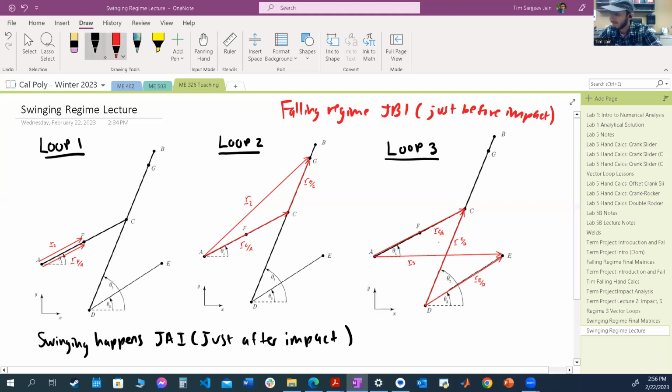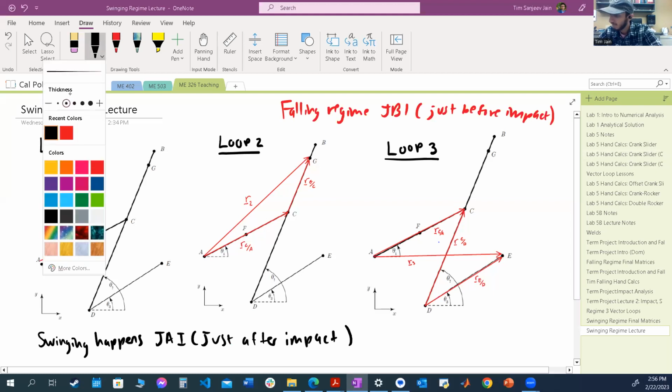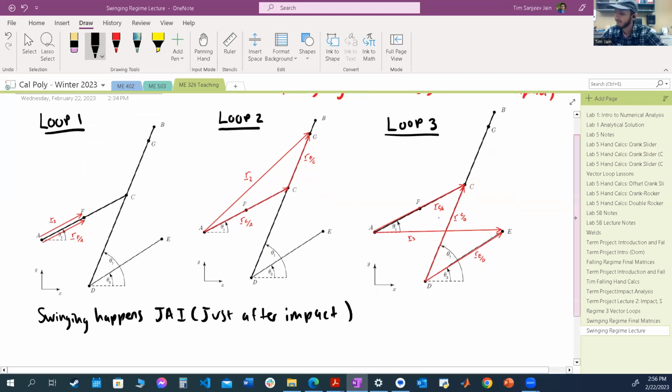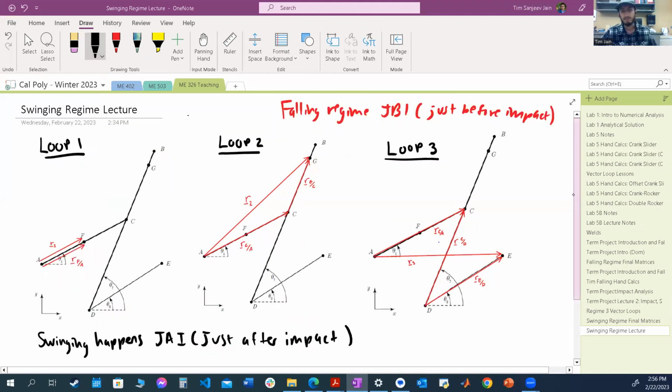In order to do this formulation, we're going to have to consider similar methods as the falling regime. If you look at the picture, these are the three vector loops that you need to solve for the kinematics. These vector loops are also provided to you on Canvas. Loop 1 is pretty straightforward. Loop 2 is also straightforward. Loop 3 is a bit tricky. So I'm going to provide you the equation so that we do not have any consistency issues.